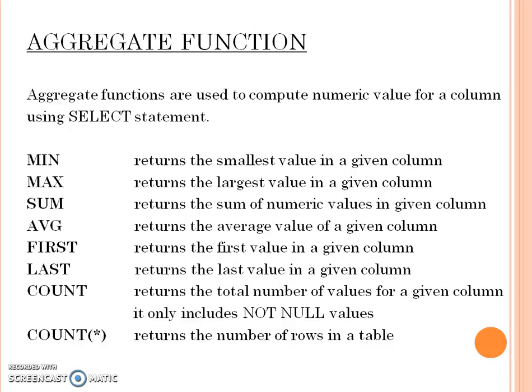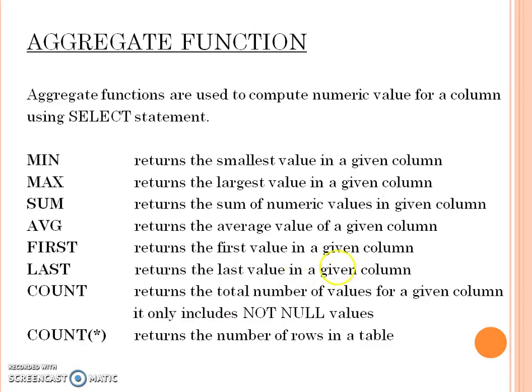Just as the name suggests, so is the working of the aggregate functions. Min is going to return the smallest value, max returns the largest value for a given column, sum returns the sum of numeric values for a given column, average returns the average value, first returns the first value, last returns the last value of a given column, count returns the total number of values in a particular column.